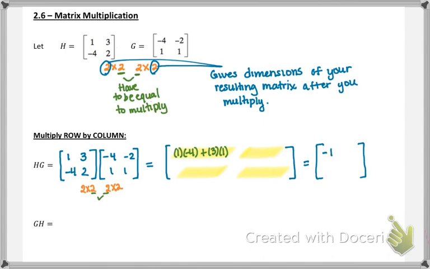Moving on to the first row, second column. In order to figure out what this element is, we are going to multiply the first row by the second column, because that's the location of the element that we're trying to figure out: first row, second column. So we're going to have to multiply the first row by the second column. So that's going to be 1 times negative 2 plus 3 times 1.